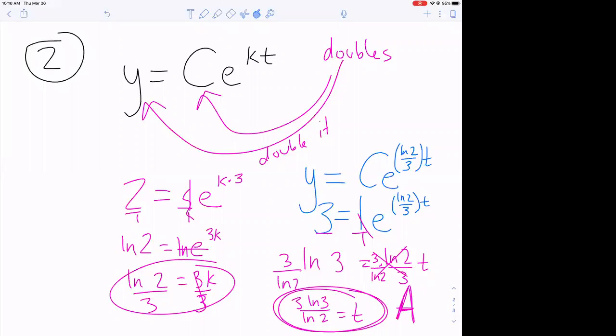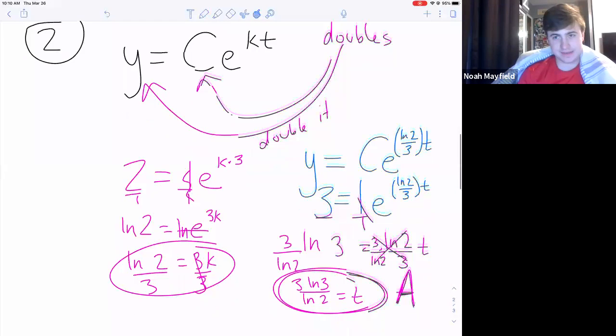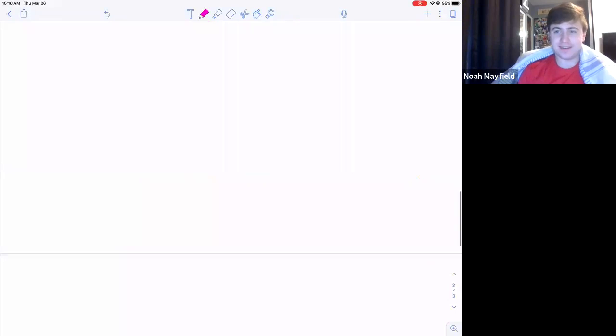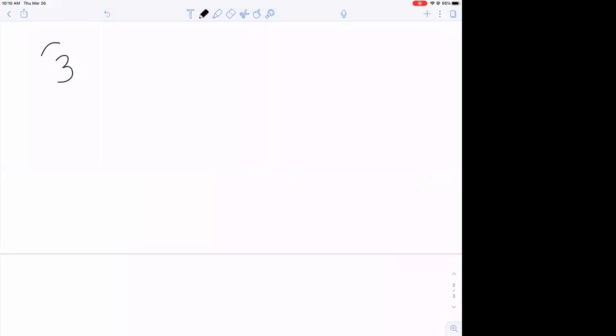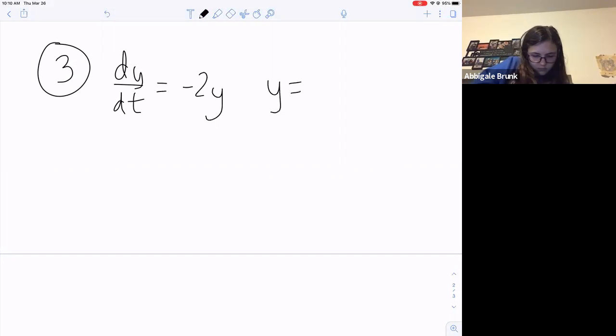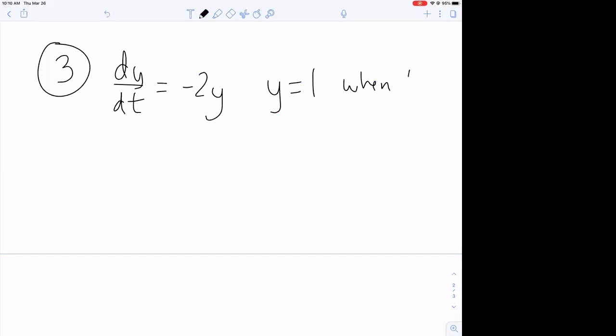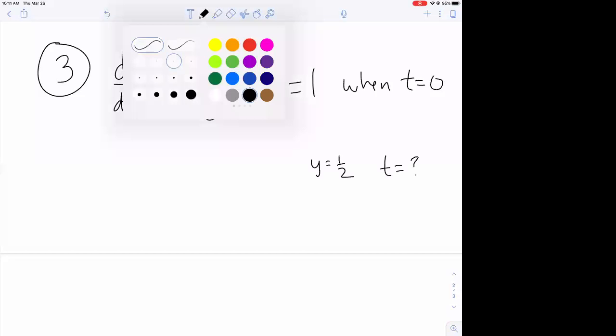Did you guys need either 3 or 4? 3. Yeah. Let's do it. 3 might be where they use a weird log property. So if dy dt equals 2y, if y is 1 when t equals 0, what is the value of t for which y equals a half? So t equals question mark when y equals a half. So this is really interesting. What do you guys want to do?